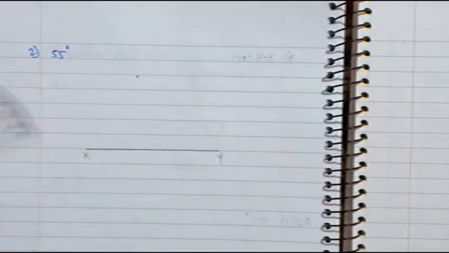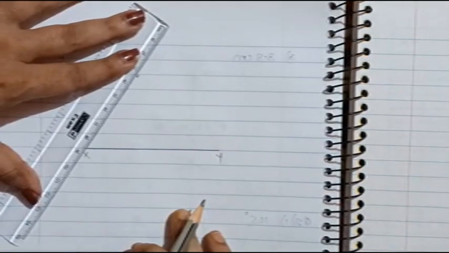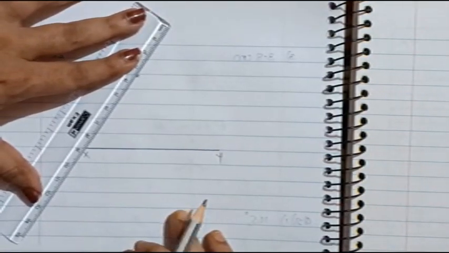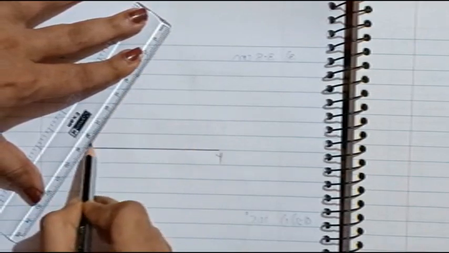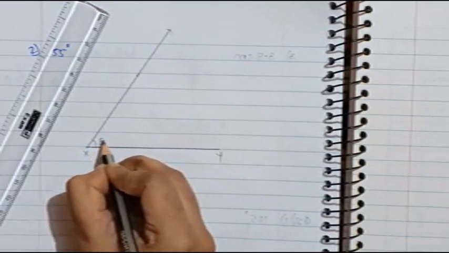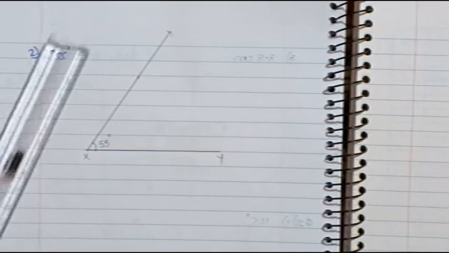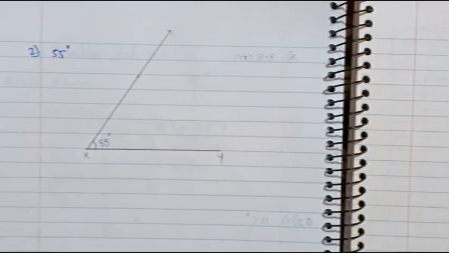So I have drawn the point and then I'll just join that angle. Okay, I have made the arrow. So this is how many degrees? 55 degrees. Okay, that is the angle. Now the next thing I'll do is bisect it.